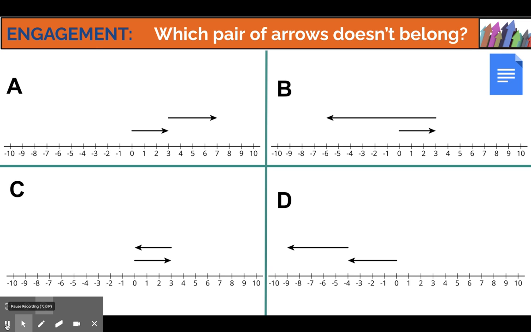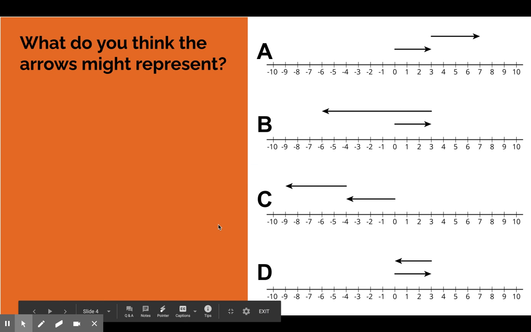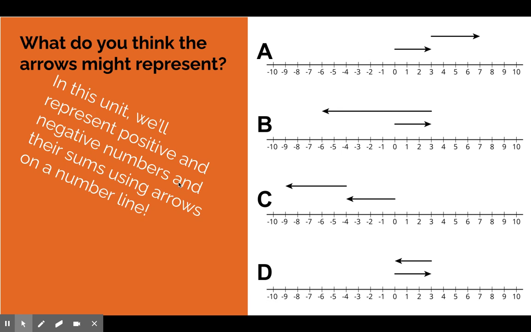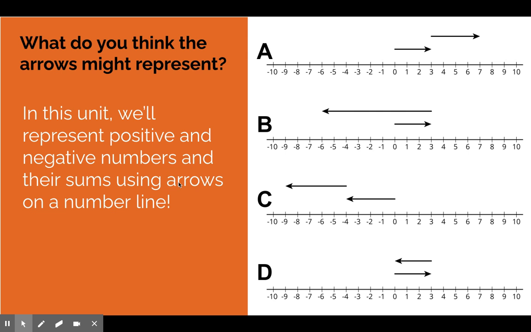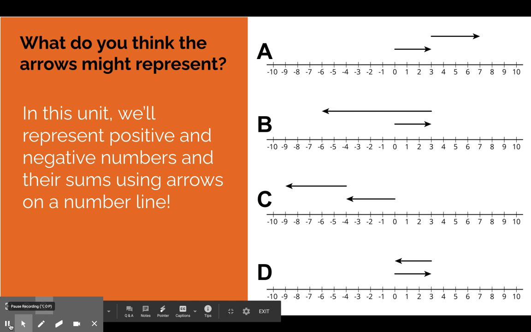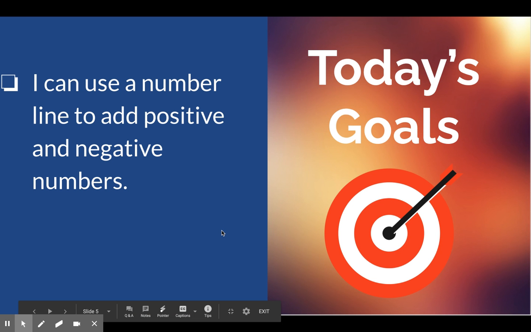So let's keep going. What do you think the arrows might represent? In this unit, we'll represent positive and negative numbers and their sums, which is addition, using arrows on a number line. So let's look at our goals for today. Today, our goal is to be able to use a number line to add positive and negative numbers.